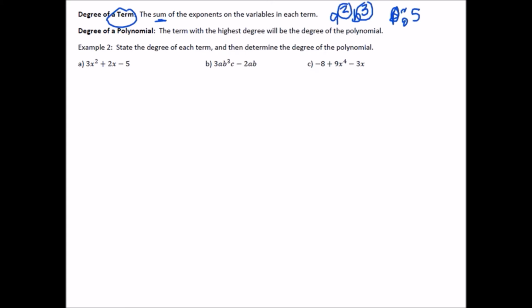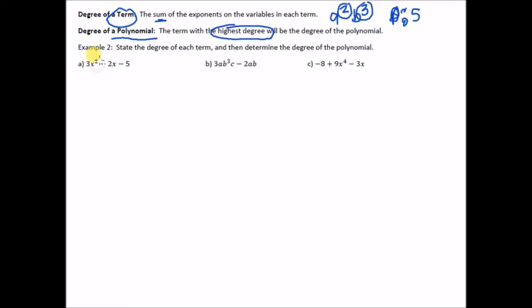Now if we take a look at the degree of a polynomial, what we want to do is determine the degree of each term in that polynomial. Then we just choose the highest degree, and the highest degree will always be the degree of the polynomial. So let's take a look at example 2. State the degree of each term and then determine the degree of the polynomial.